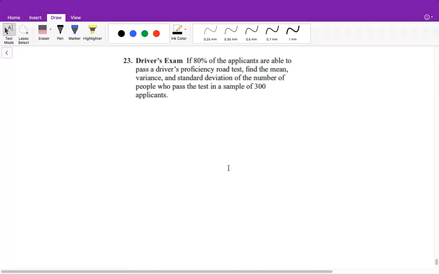All right, this is the last problem I'm going through. It says driver's exam. If 80% of applicants are able to pass a driver's proficiency road test, find the mean, variance, and standard deviation of the number of people who pass the test in a sample of 300 applicants.